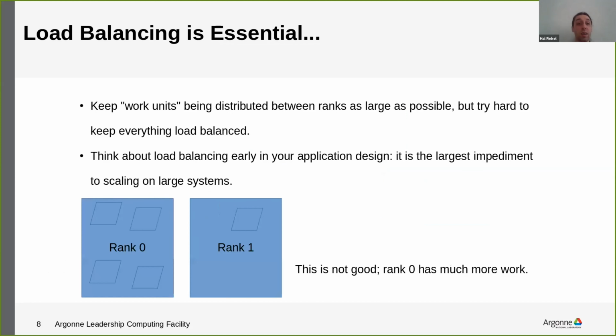The other thing that comes up a lot is load balancing. It's really important when you think about application design to think about how the computational load is going to be balanced across the various computing elements. And this is true across all the levels of parallelism that are available on a system.